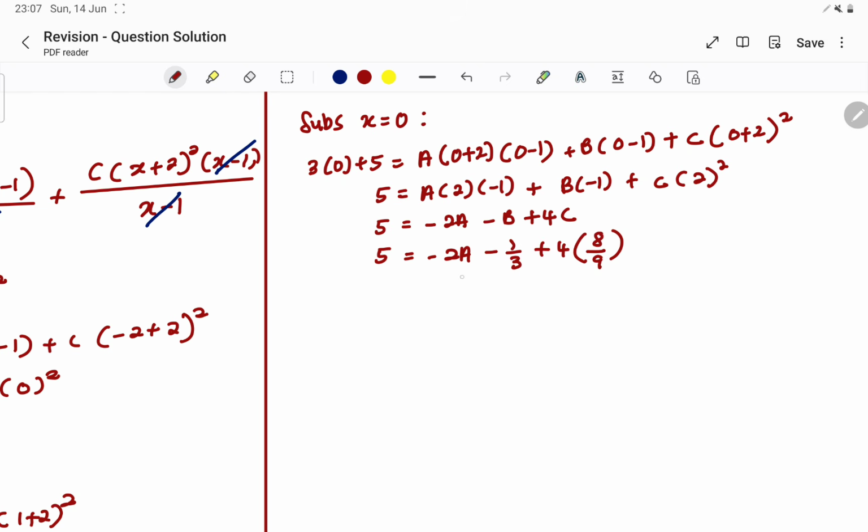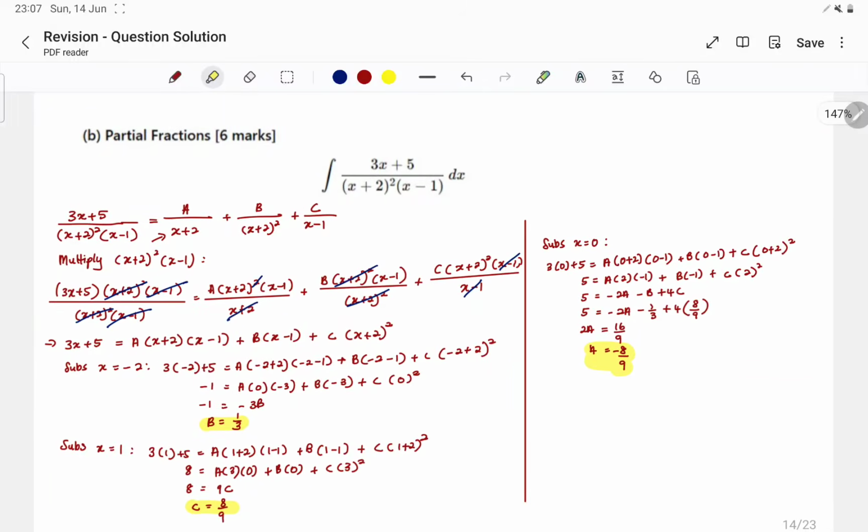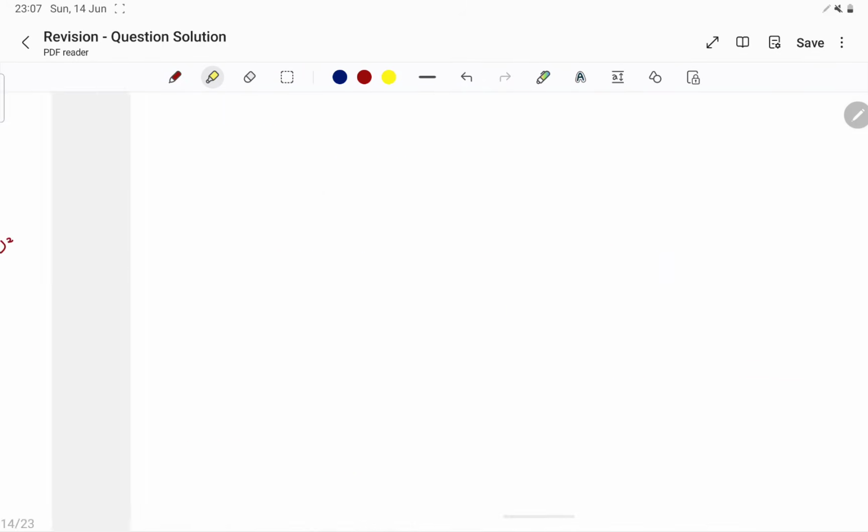So from here, you calculate, you're going to get 2a equal to 16 over 9. Then your a is equal to negative 8 over 9. So this is your a. So once you have all of this, right? So what you have to do is substitute inside the fraction that you got earlier. Okay, the partial fraction. So I will write in the next page lah.